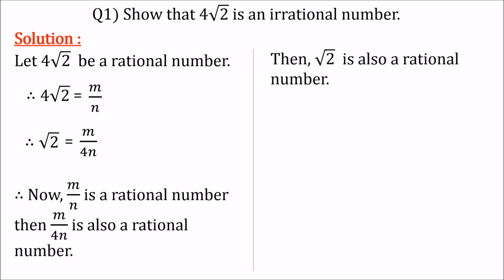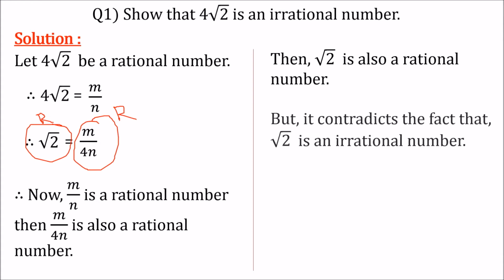Then root 2 is also a rational number. If you are saying that m upon 4n is a rational number, then definitely root 2 will also be a rational number, because both are equal to each other. But it contradicts the fact that root 2 is an irrational number. We know that root 2 is not rational, it is an irrational number. So our assumption is wrong.